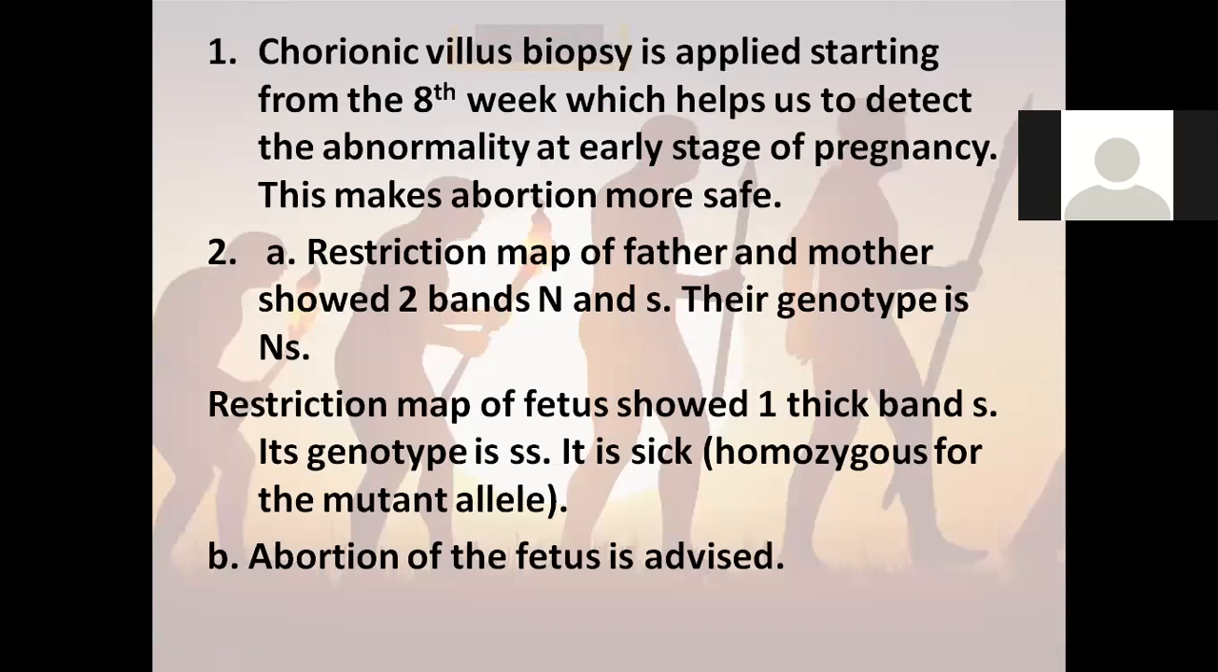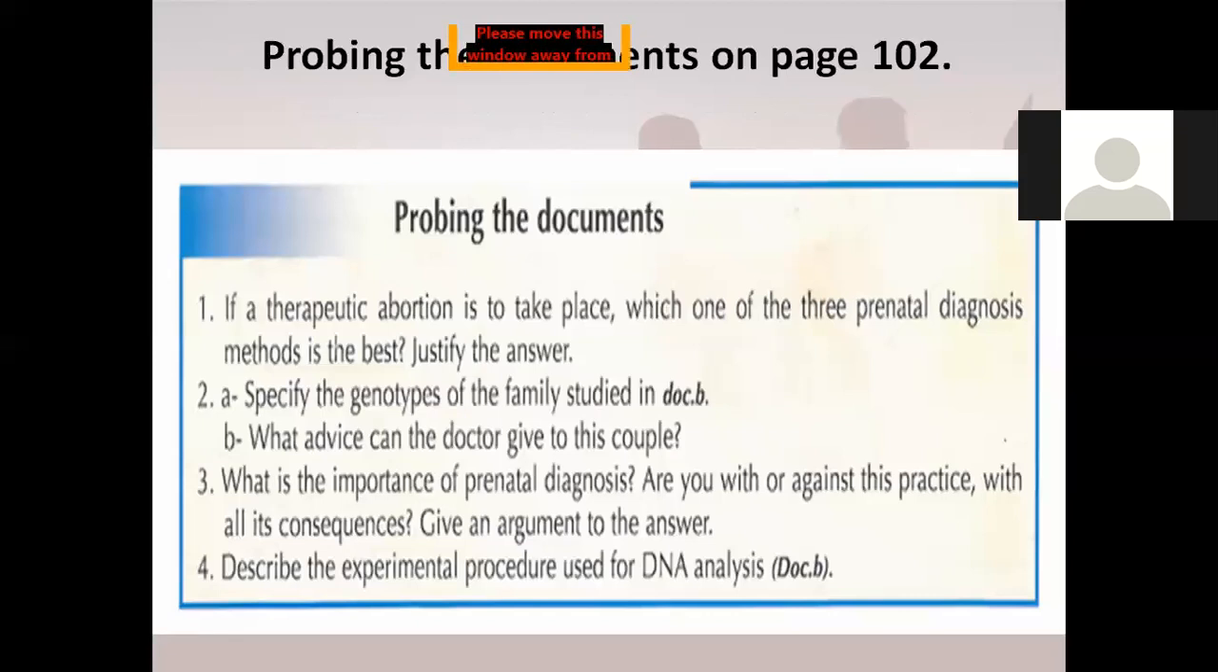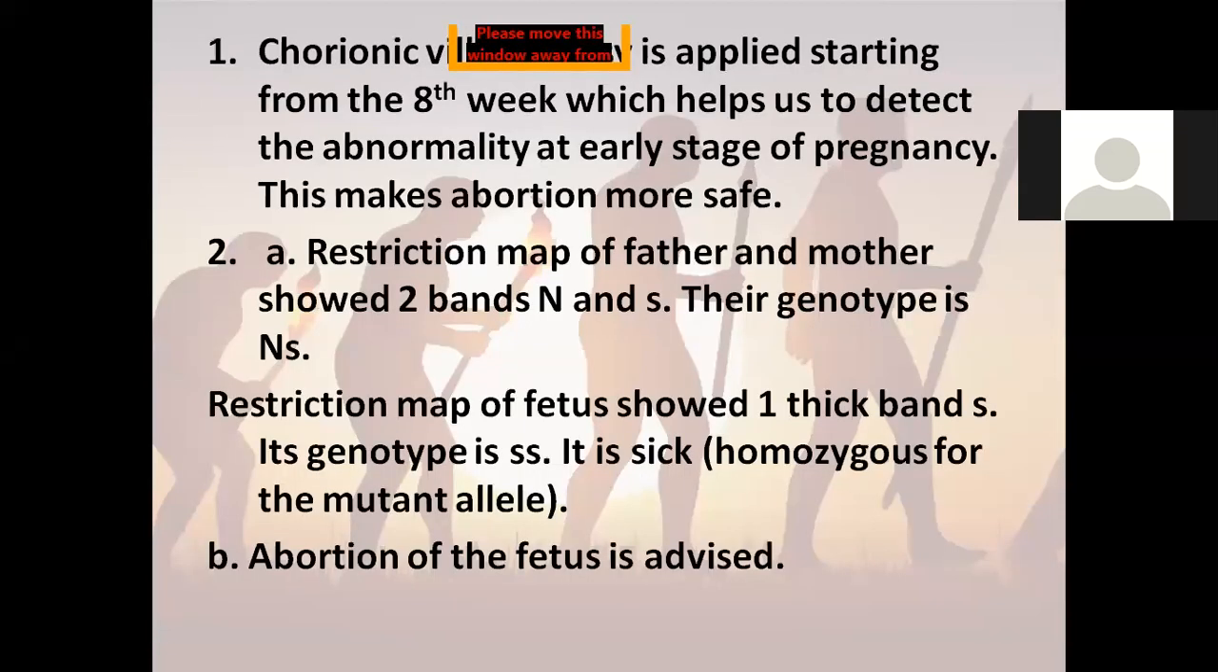Justify your answer. Chorionic villus biopsy is applied starting from week 8, which helps us to detect the abnormality. So this will make the abortion more safe. As you know, we have three techniques: chorionic villus biopsy, amniocentesis, and fetal blood cell sampling. In order for abortion to be more safe, the child should not be too old. It should not wait for 8 months, for example. This is a risk for the fetus's life and for the mother's life also.